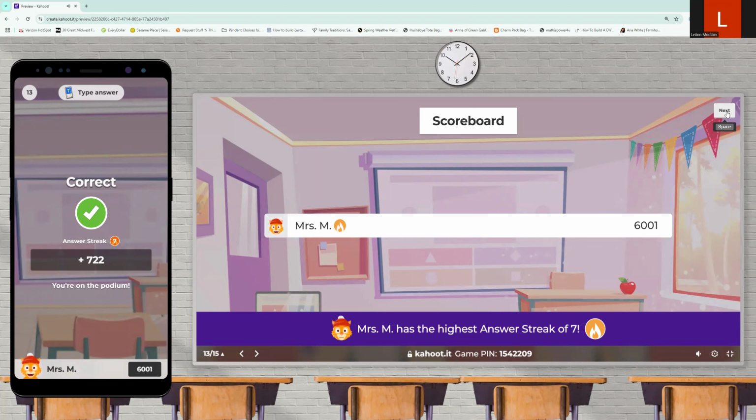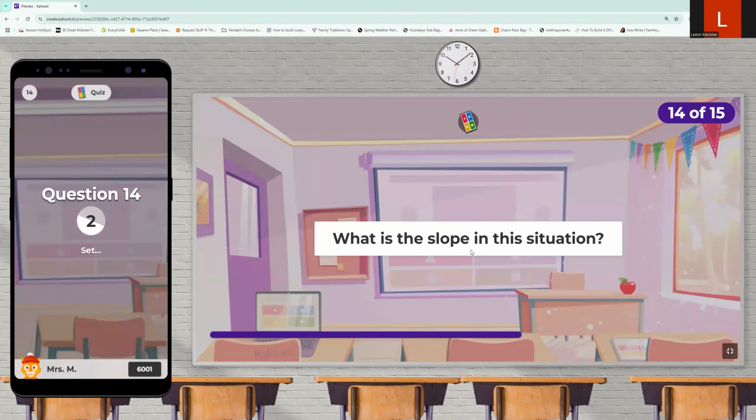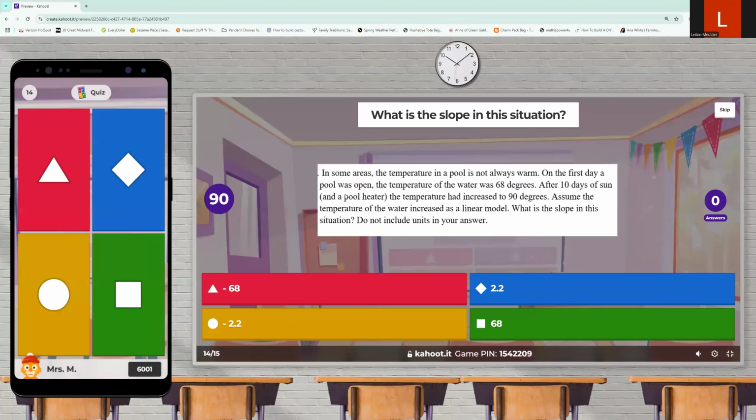Okay, and then I think we only have a couple slides left. Yeah. What is the slope? So we don't care about the full equation, just what is the slope? In some areas, the temperature in a pool is not always warm. On the first day a pool was open, the temperature in the water was 68 degrees. After 10 days of sun and a pool heater, the temperature had increased to 90 degrees. Assume the temperature of the water increased linearly. What is the slope in this situation?